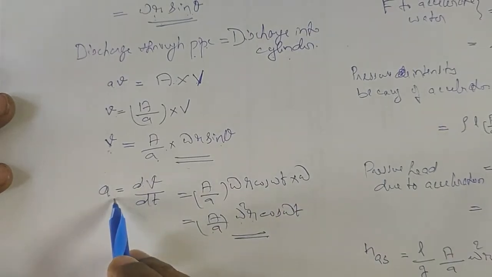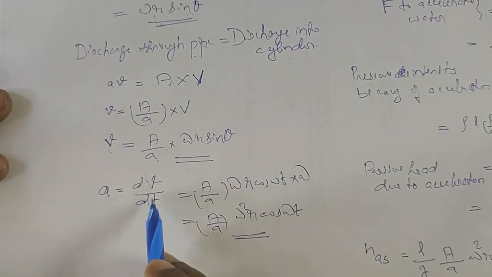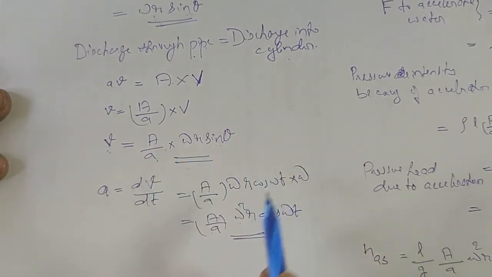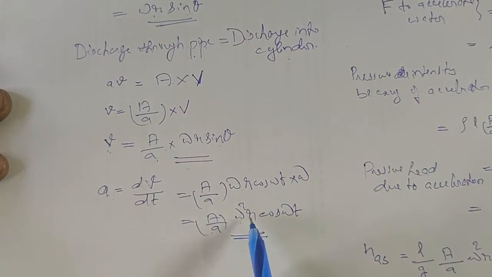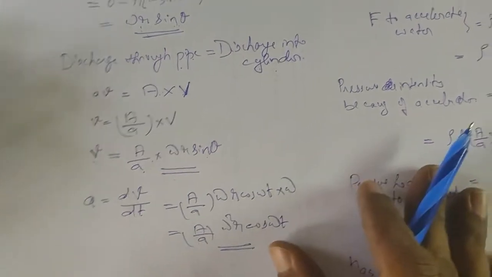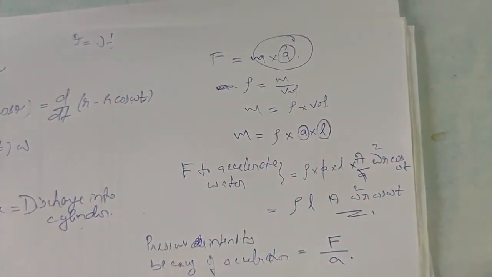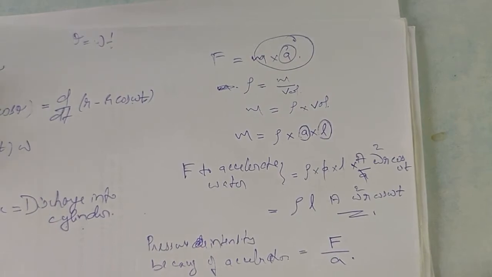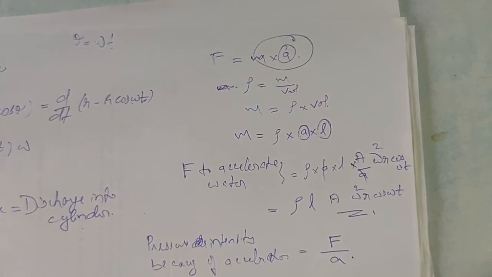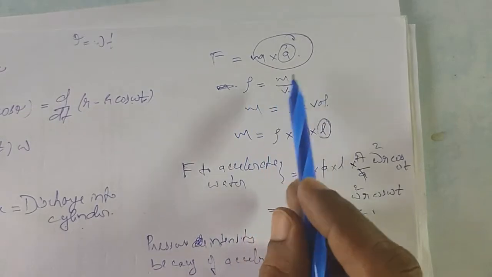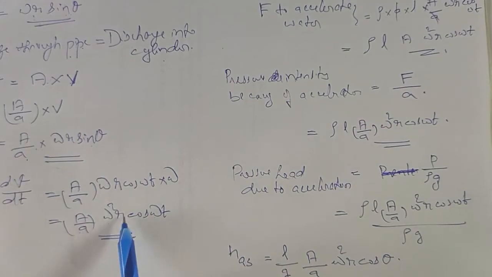Now we will find out the acceleration of water in the suction pipe. It is dV by dt, so we have to differentiate this again. That will be obtained as (A by a) omega square r cos theta, or cos omega t. Now the acceleration is obtained, we have to find the acceleration head. So we have to find first the force, then the pressure, then the pressure head. Force is equal to m into a, where a is the acceleration we have found, (A by a) omega square r cos omega t.